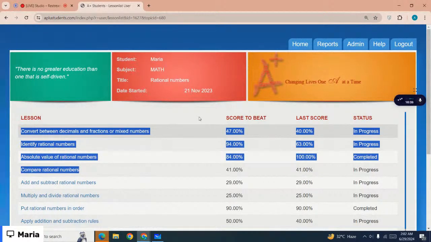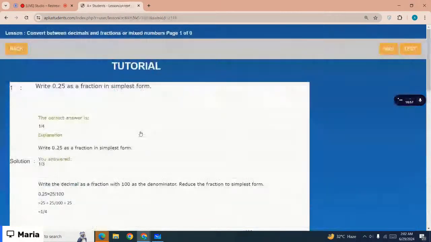Grade 7 math. The chapter we are on right now is rational numbers. Let's just start with the first lesson, that is convert between decimals and fractions or mixed numbers. Let's just start with the lesson. Okay, let's just start with the first example, that is write 0.25 as a fraction in simplest form.